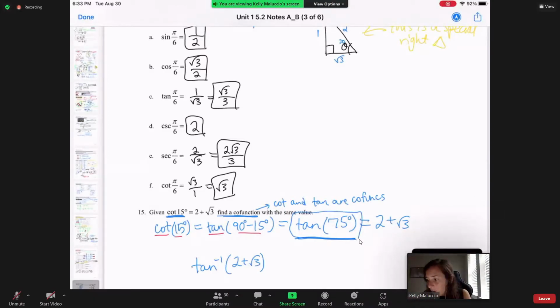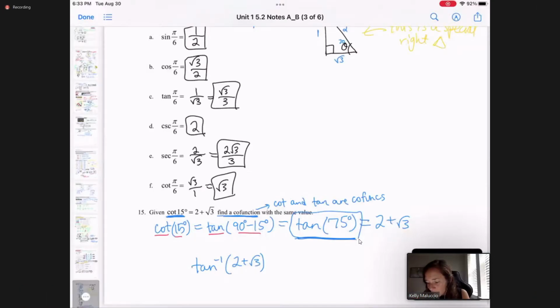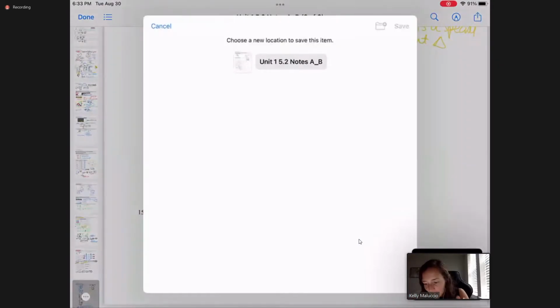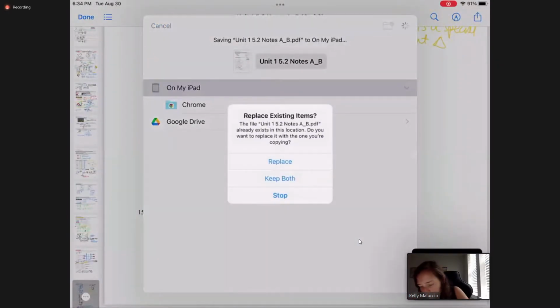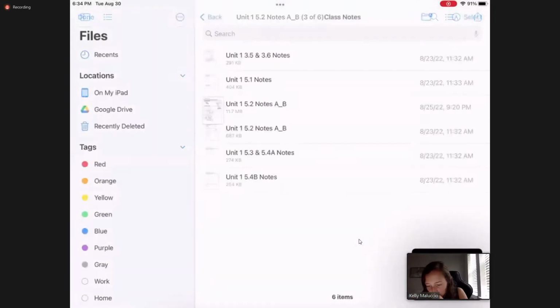Awesome. Okay, so now I'm not really sure how to get out of this. People saw me save it, right? You saw me save this, so it should not. Oh, it even says save to files. I already did this. Okay, maybe because I wrote something else. Okay, replace. Okay, so that's saved.